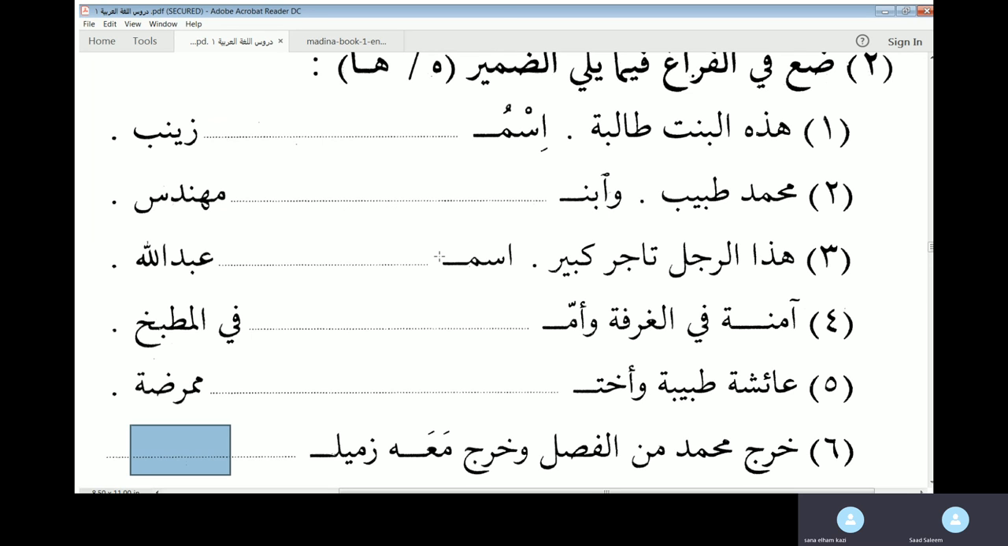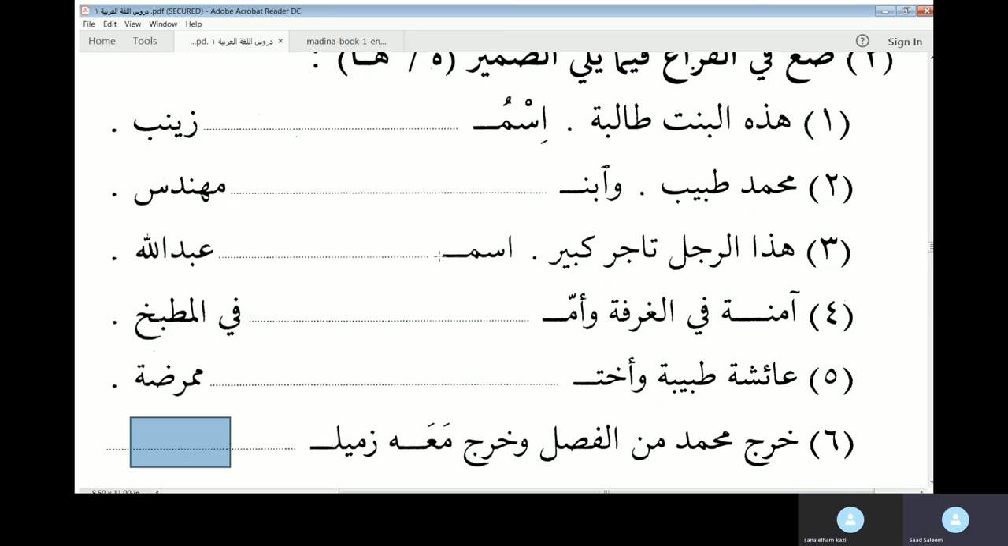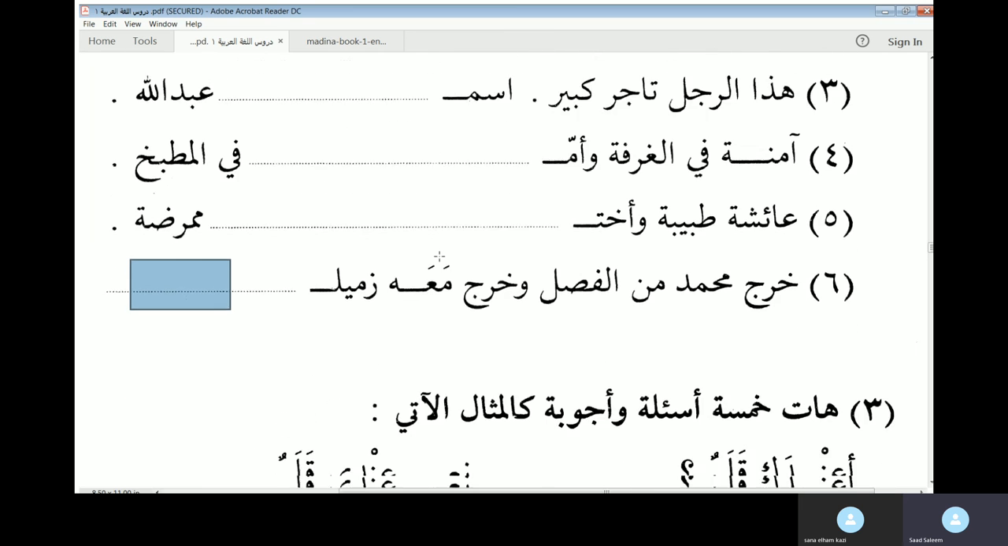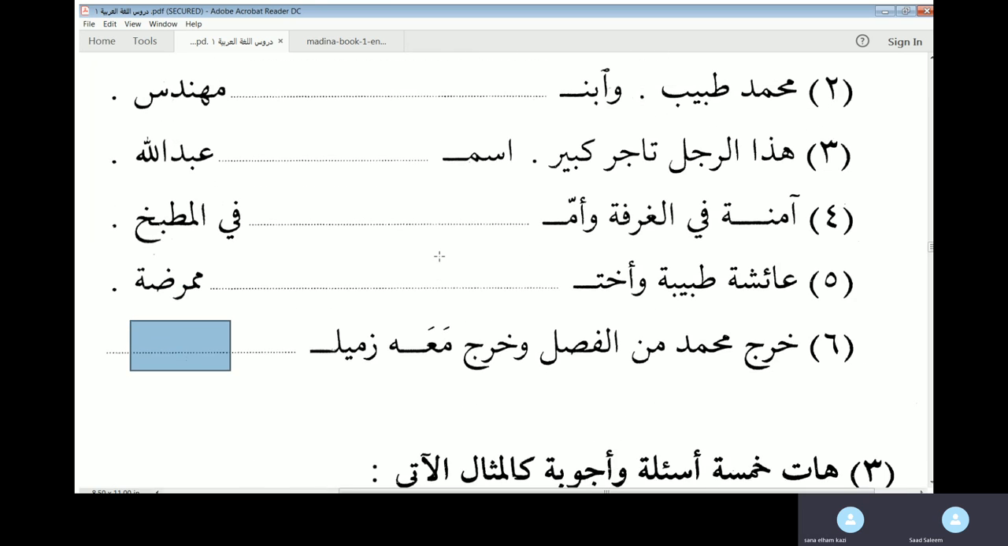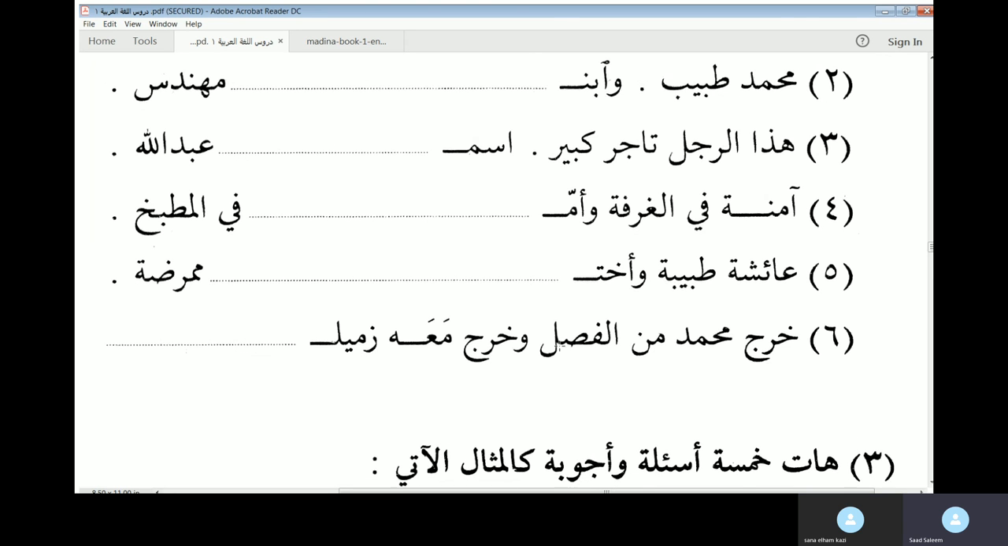Do we attach ta marbuta to madbakha? No. Because we are saying Aminatu, okay. No for that.